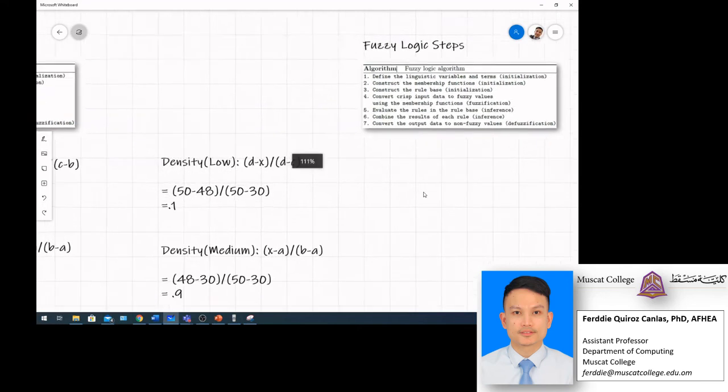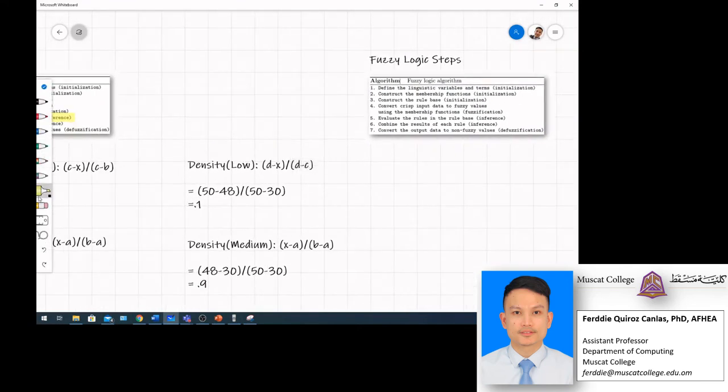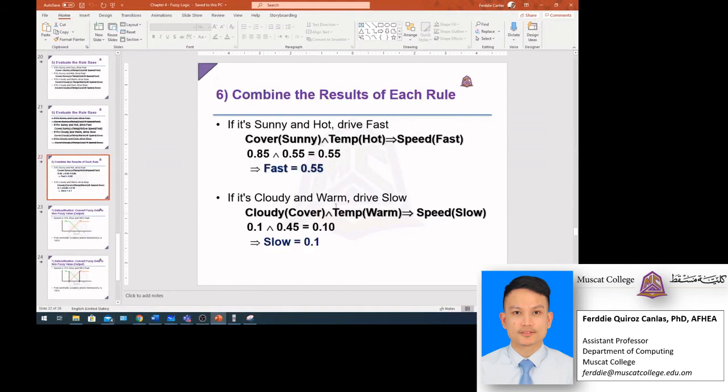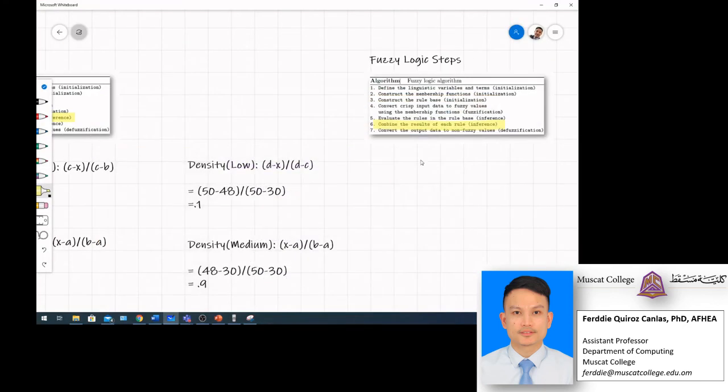We will now proceed to the next step, which is to combine the results of each rule or inference. Okay, so we'll combine the rules. So how will we do that? Go with the PowerPoint and see how we need to do that. This one. So we have to do the combination here, and same here. So we have to get the rules that we selected earlier.